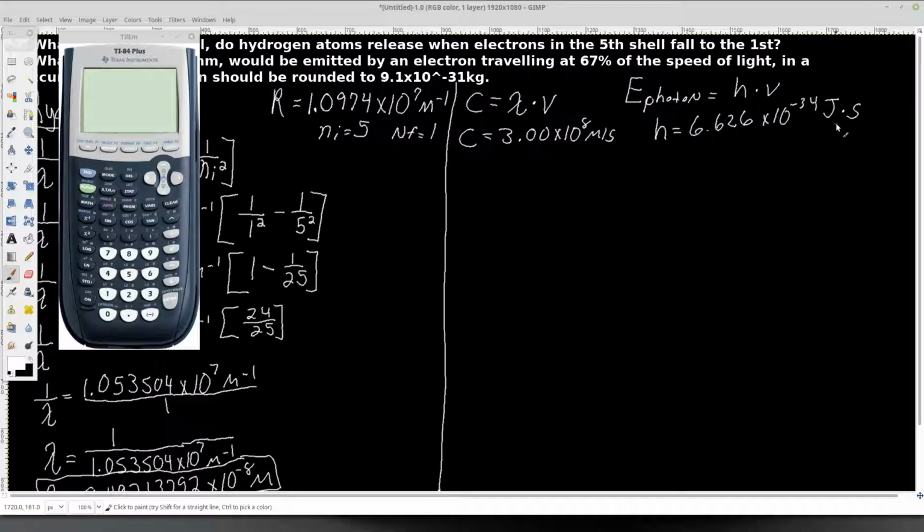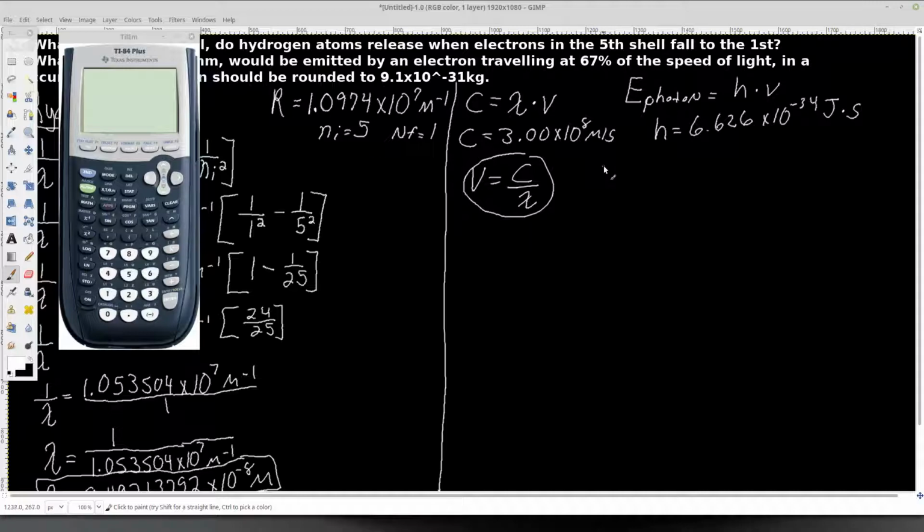So we need to somehow manipulate this equation for the energy of a photon equaling h times v. What we're going to do is solve the speed of light equation for frequency, the v, and substitute that in for v. So let's go ahead and take care of that. We're going to get the v by itself. The frequency then would be the speed of light divided by wavelength. So that's what we're going to substitute into Planck's equation, in place of v.